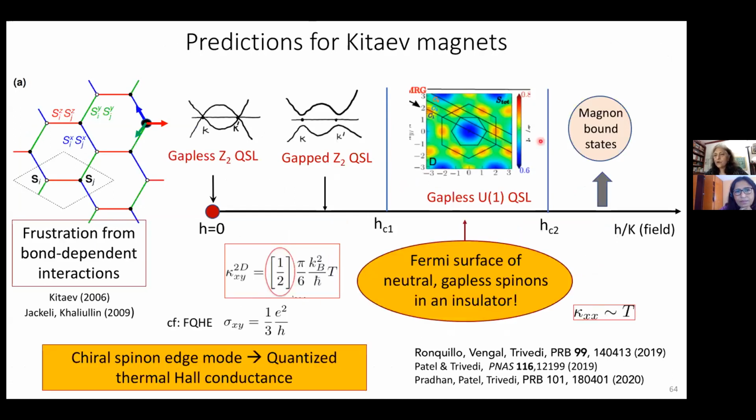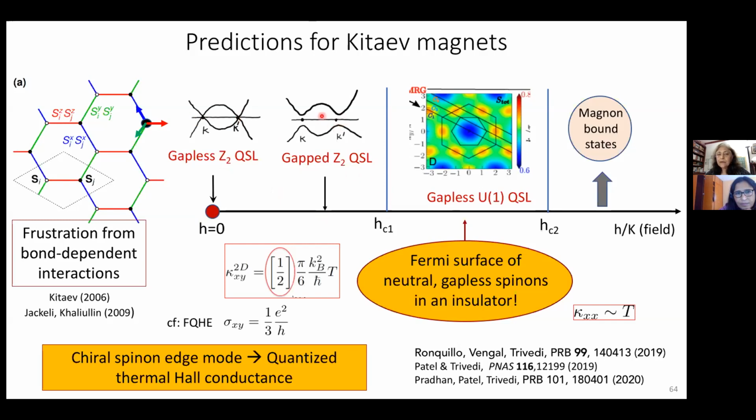I'll just put them all up here. Basically, our predictions for Kitaev magnets. We are building on the model from Kitaev and the work of Jackeli and Khaliullin. And this summarizes everything I have said. We start out at 0 field with the gapless Z2 spin liquid with Majorana modes at the K and K prime points. These become gapped in a small field, up to a field of HC1.